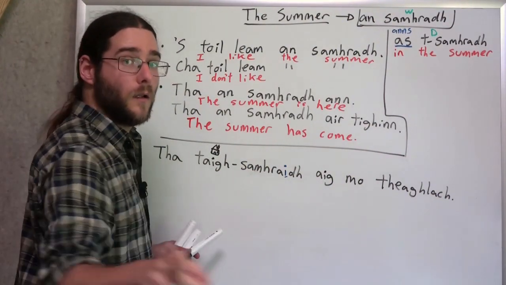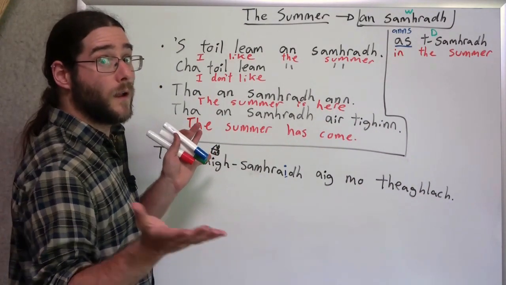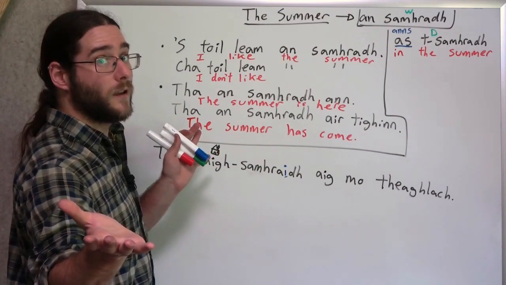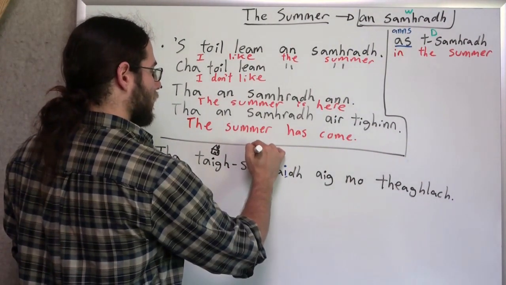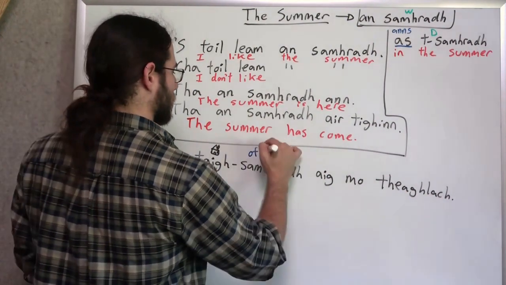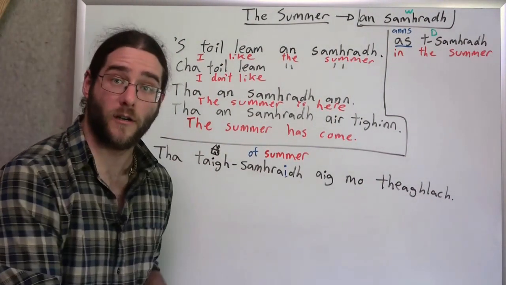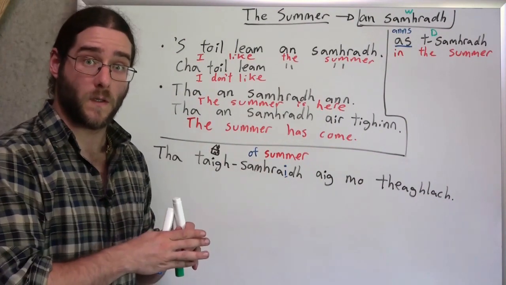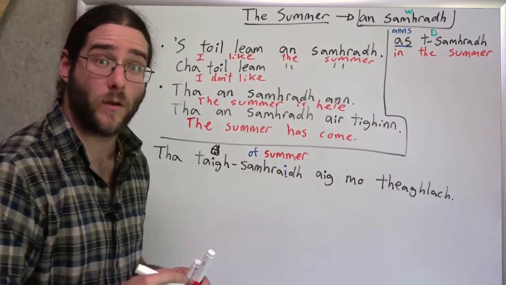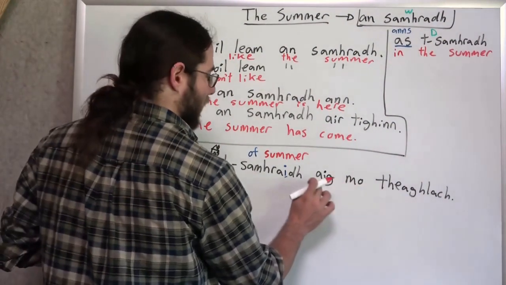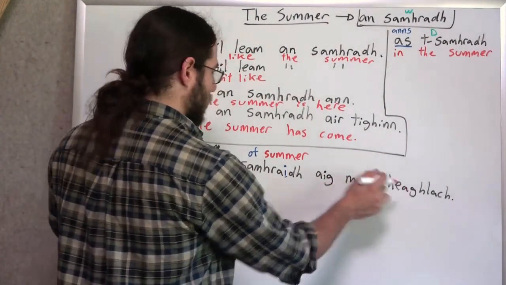House of summer. There's an of there, and that means we're dealing with the big, bad, scary, awful, name it if you can, genitive case. Samhraidh is of summer. A house of summer. That's what we're literally saying. A summer house. So my family has, remember something is at you if you have it in Gaelic. Tha taigh samhraidh aig mo theaghlach.